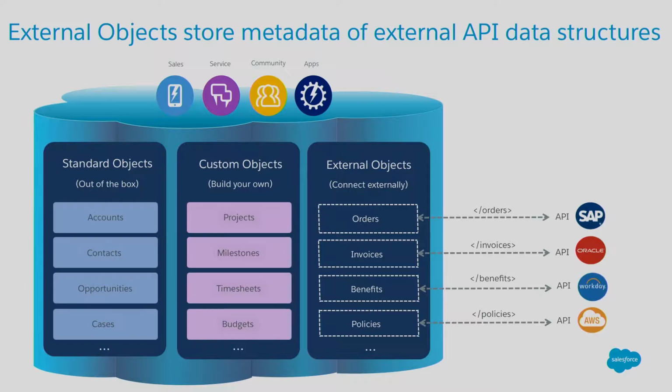Just some more details that explain Salesforce Connect and what it is. You're probably all familiar with standard objects, custom objects. So we created a new object type called external object. It has the look and feel of a Salesforce object, but it's a little bit different. It basically is a representation of the external API structure, let's say of an SAP order, an Oracle invoice, and we really bring that metadata definition into Salesforce and generate this object automatically for you. And that's really the power of Salesforce Connect.